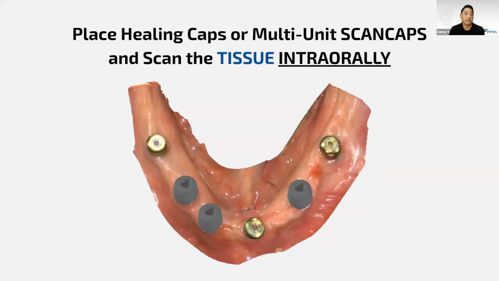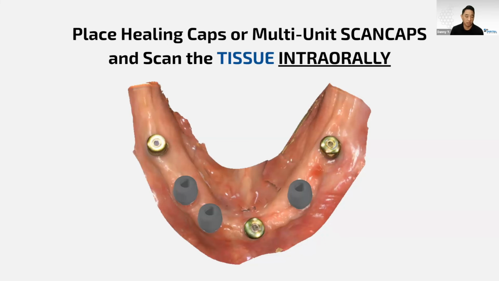The next scan is placing the healing caps or multi-unit scan caps and scanning the tissue intraorally. You'll notice that there are two different kinds of scan caps in this record. One is the tissue scan of the healing caps, and in this case, I believe it was an MIS case, and those are MIS healing caps. We do have these in our library, so you can convert them into implant positions, basically, or OPTISPLINT records, and that would give you the ability to align this tissue to the OPTISPLINT jig of the implant positions.